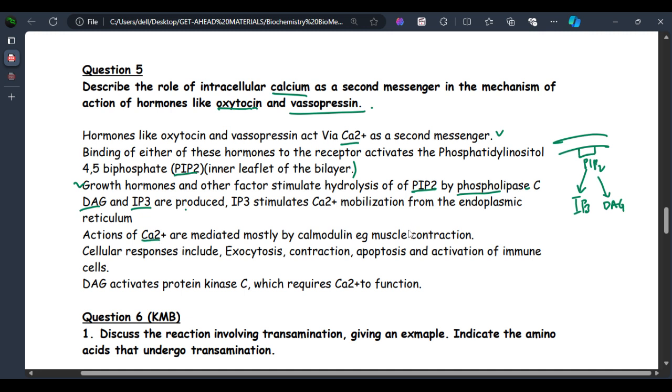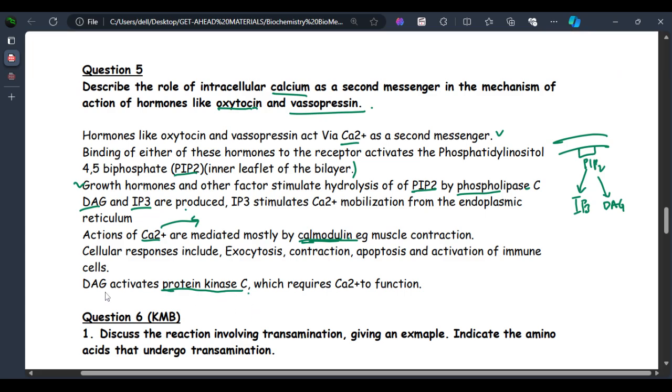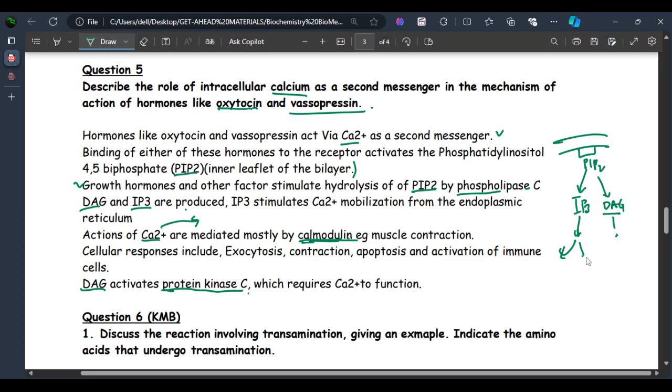For Ca2+ to act as an intracellular signaling molecule, it requires that it binds to calmodulin most of the time. But another way in which it can act is via protein kinase C, just like I mentioned, and this one requires both DAG and IP3 to be involved. IP3 is for releasing calcium, and calcium can either bind to calmodulin or bind to protein kinase C, which was activated by diacylglycerol.